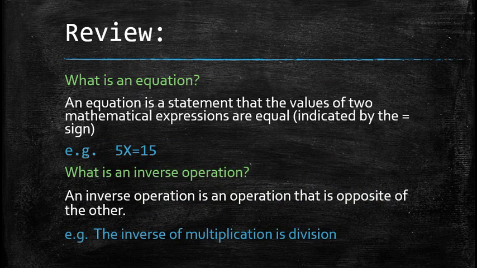Let's review once again what an equation is. It's a statement that the values of two mathematical expressions are equal, indicated by the equal sign. You can see 5x equals 15, so they're equal. An inverse operation is an operation that's opposite of the other. The inverse of multiplication is division, and the inverse operation of division is multiplication.